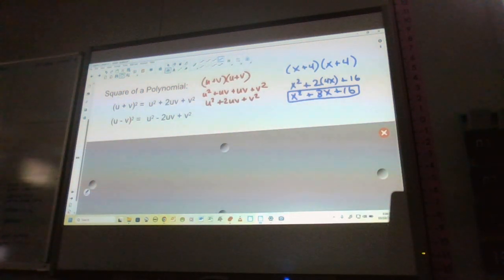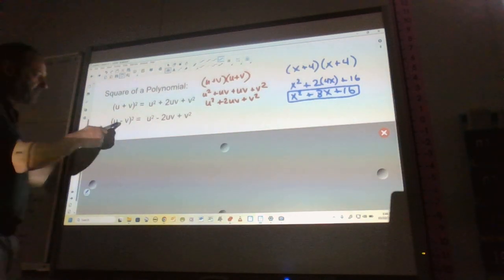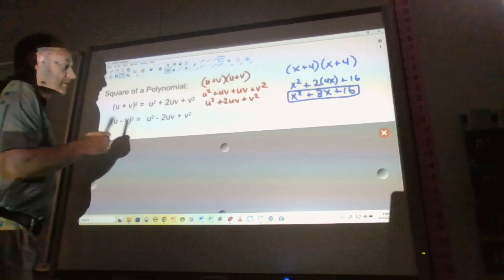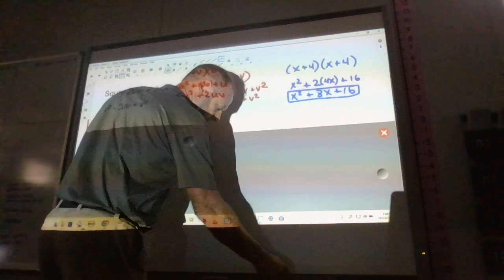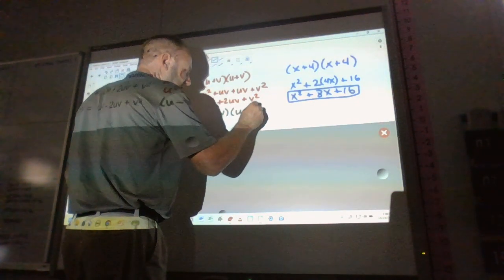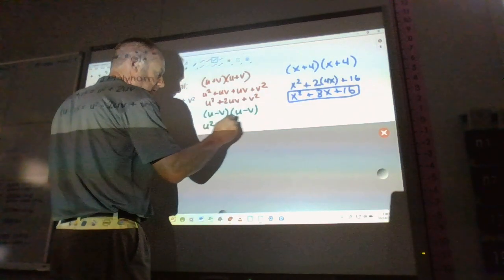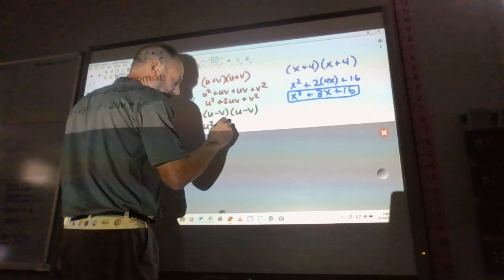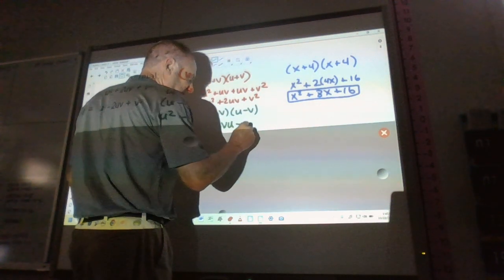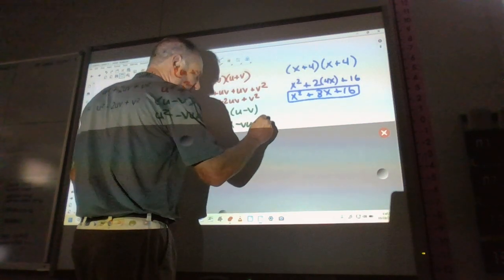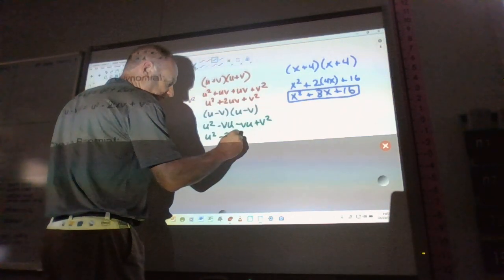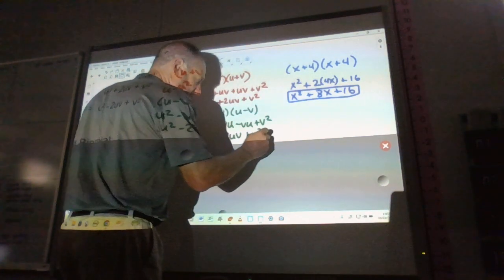Okay, this is also squared, but I've got a minus here in the middle this time. That does nothing except change this to negative. So again, if I go back and do this, u minus v times u minus v, I'm going to get u squared minus uv, we'll just call it vu this time, minus another vu, plus v squared, and then that's u squared minus 2uv plus v squared.